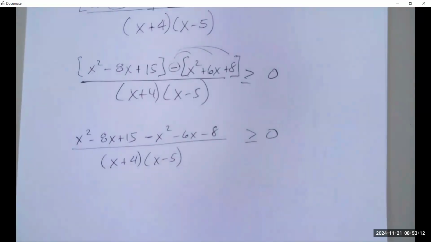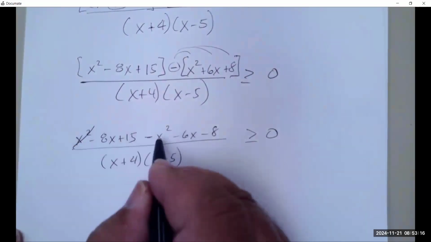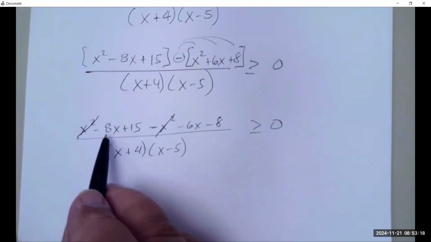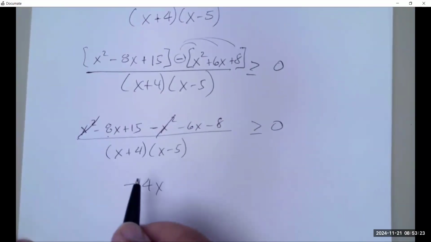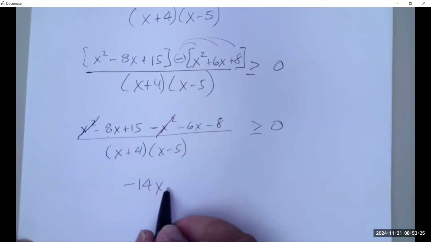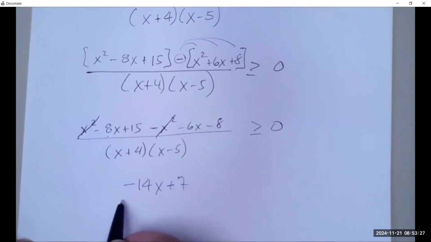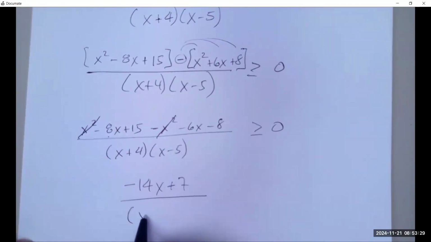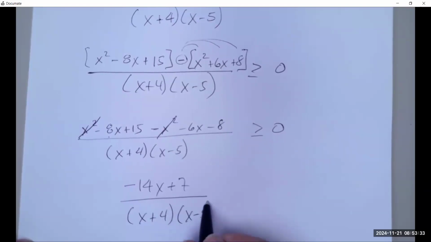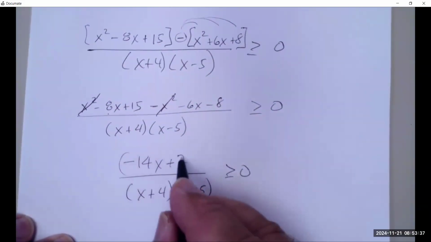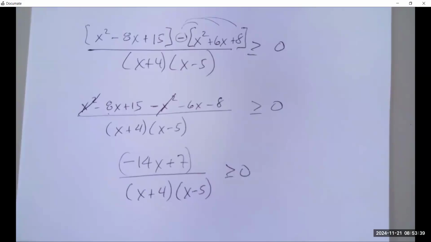Now we have to combine our terms, right? Once we got rid of the parentheses. So the x squares cancel. Negative 8x, negative 6x is negative 14x. 15 minus 8 is plus 7. It's what? That's as far as you can go, yeah, because you can't combine anything else.